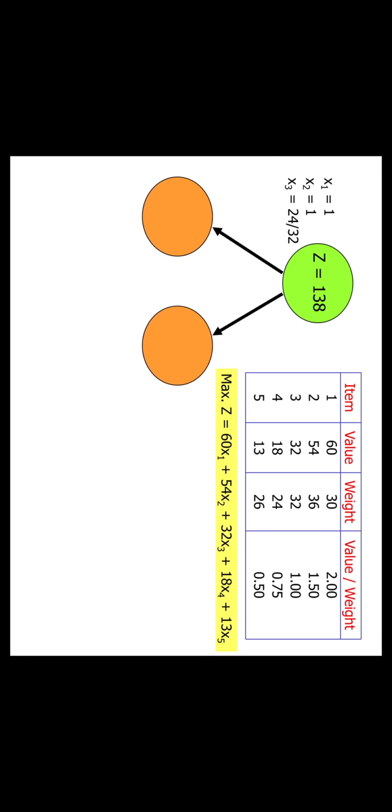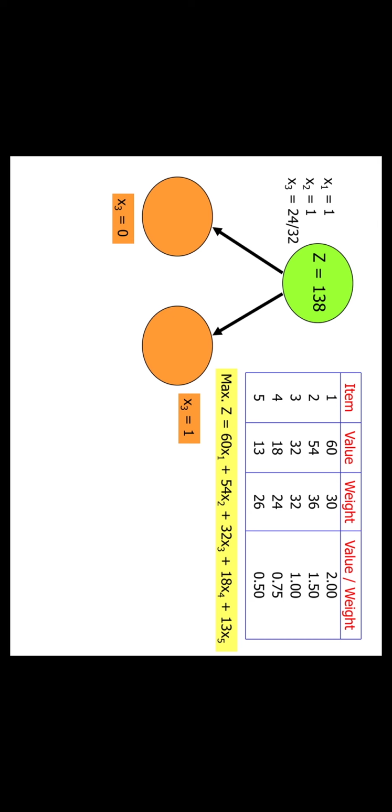So you branch out, wherein the left branch would assume that x sub 3 would have a value of 0, or you would not consider placing item number 3 inside the knapsack, while the right branch would assume that x sub 3 is already inside the bag, and therefore x sub 3 already has a value of 1. So you now have initial assumptions for your x sub 3 before going back to your data and analyzing it again. So let's do that.